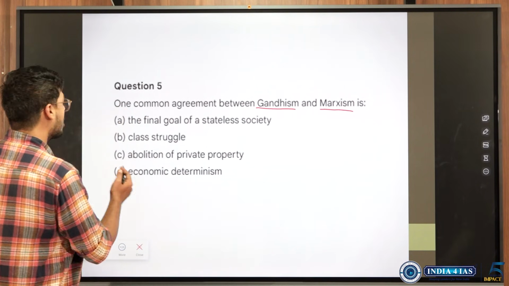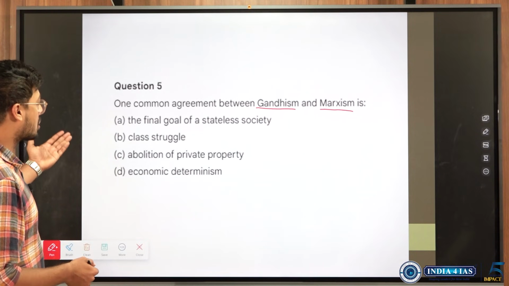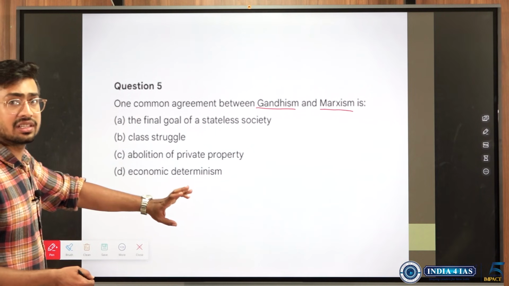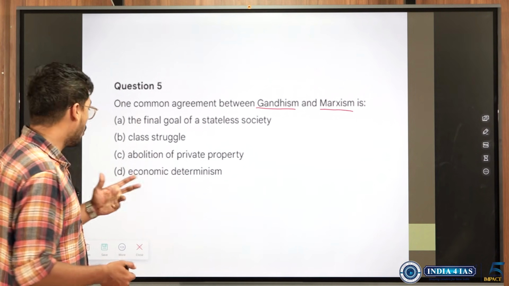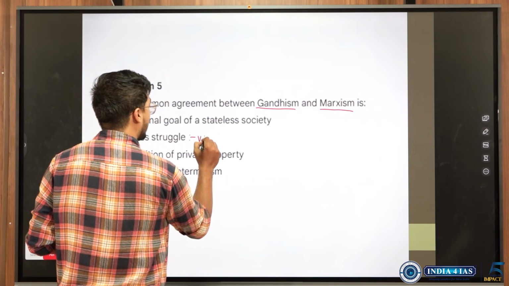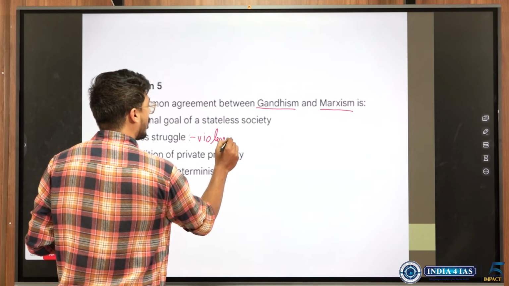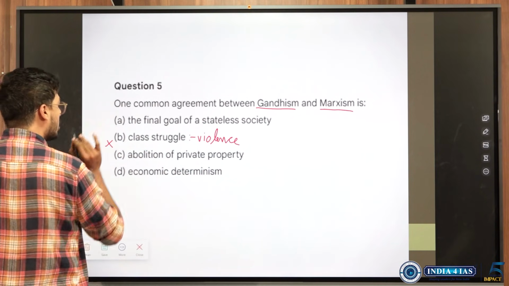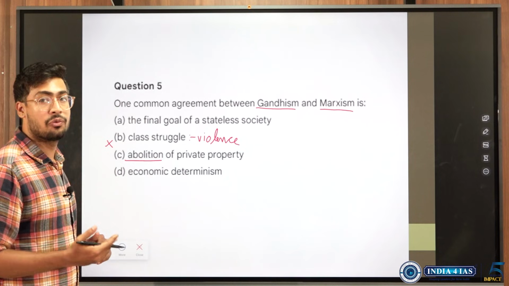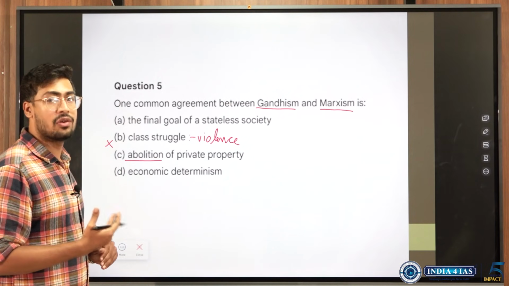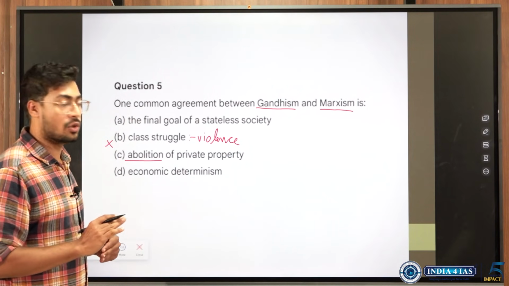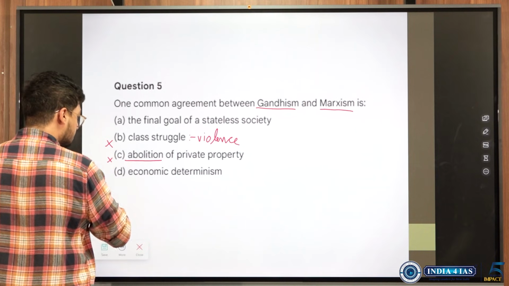So what are the options that are available? The final goal of stateless society, class struggle, abolition of private property, economic determinism. Now if we don't know about Marxism, we look at Gandhism and how we could have deduced. Did Gandhi speak of class struggle? Class struggle would include violence, and Gandhi was one person who has always upheld the principle of non-violence. So it is not that. Abolition of private property: Gandhi did not speak about it. He spoke that everyone should have limited resources so that it is scattered among everyone. He just wanted to prevent the inequality that was present, not the abolition of private property.